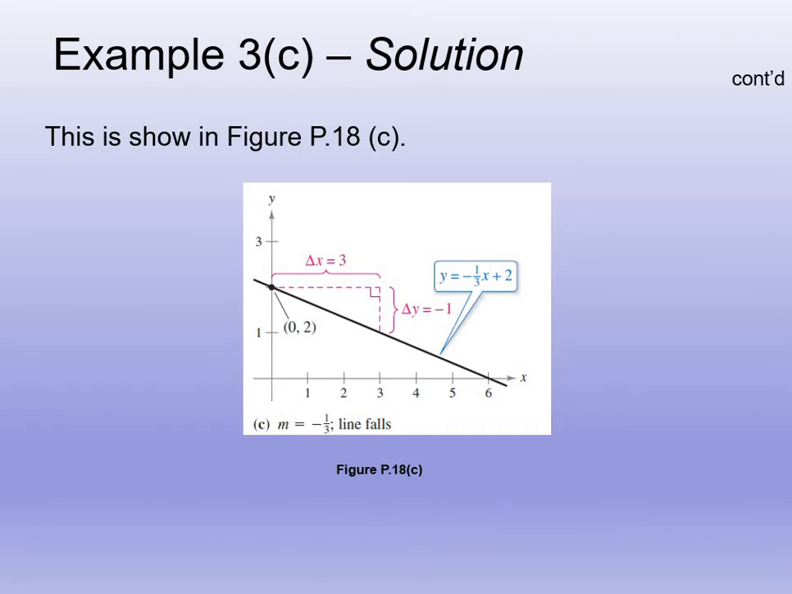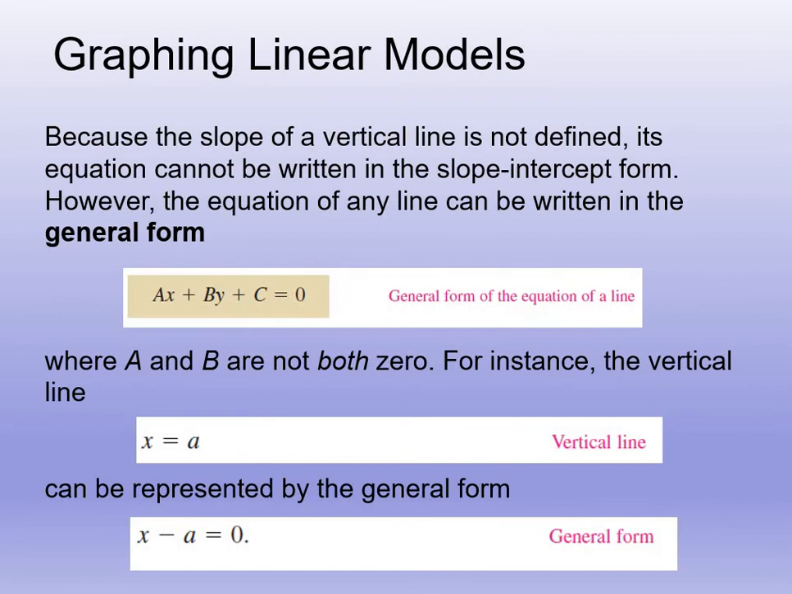So remember, the general equation is ax plus by plus c equals 0. That's the general equation of a line. Where a and b are not both 0. x equals a stands for a vertical line. y equals a constant value would be a horizontal line. Remember, the slope on a vertical line is undefined. The slope on a horizontal line is 0.